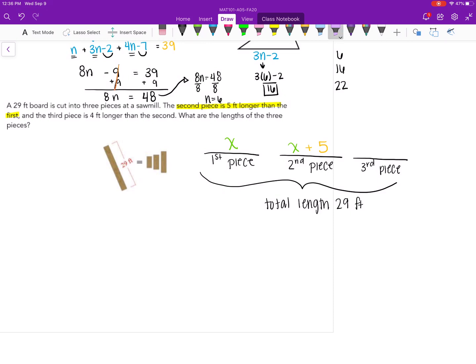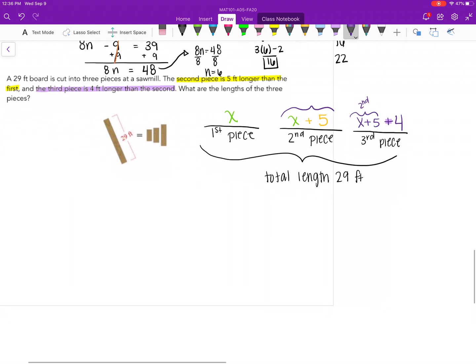And then the second part says the third piece is 4 foot longer than the second. So the third piece is 4 foot longer. So that whole thing, X plus 5, because that is the second piece, and then it's 4 foot longer than that. So when I put this into my formula, I'm going to add up all the pieces.